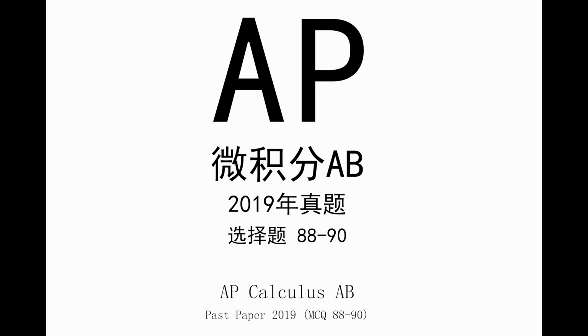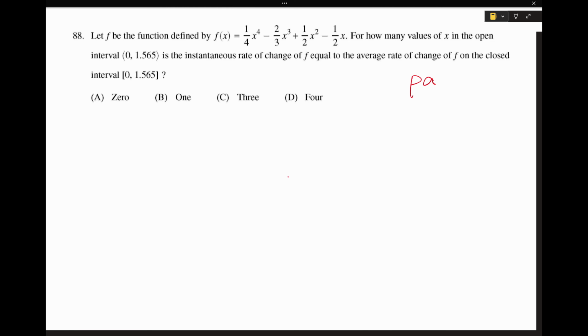AP Calculus AB 2019 past exam, multiple choice questions 88 to 90. Okay, first please pause to have a look at this question.